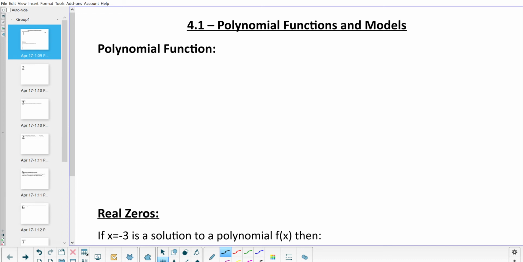4.1 is called Polynomial Functions and Models. So to start off, first of all, you do have a note sheet for this. If you want to use that, you can print that off. But polynomial functions, you would have started to learn about these in Algebra 1, and one of the first things you learned about polynomials is just how to classify it by its number of terms, first off.